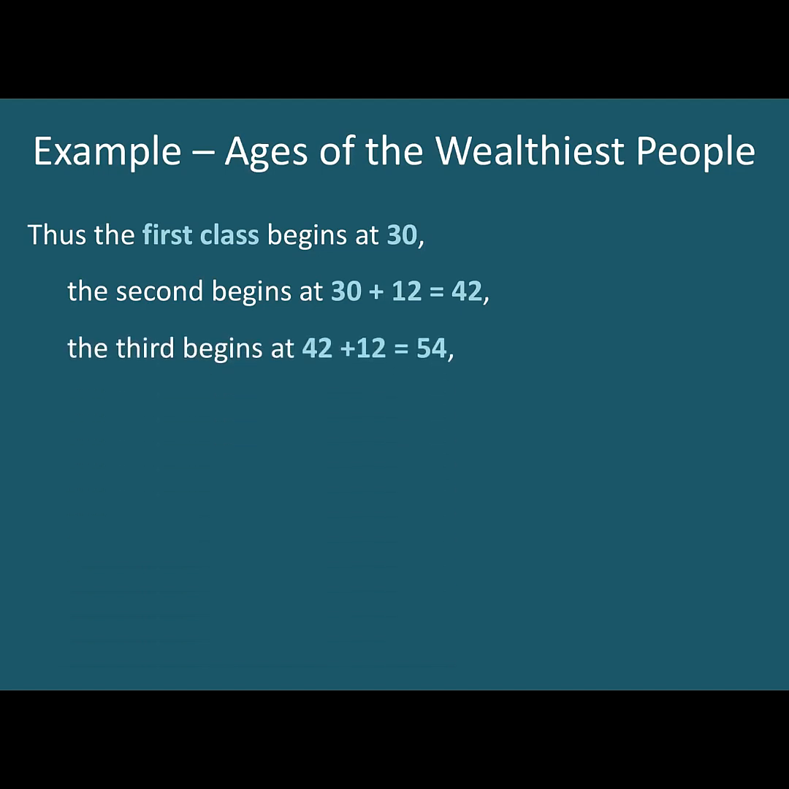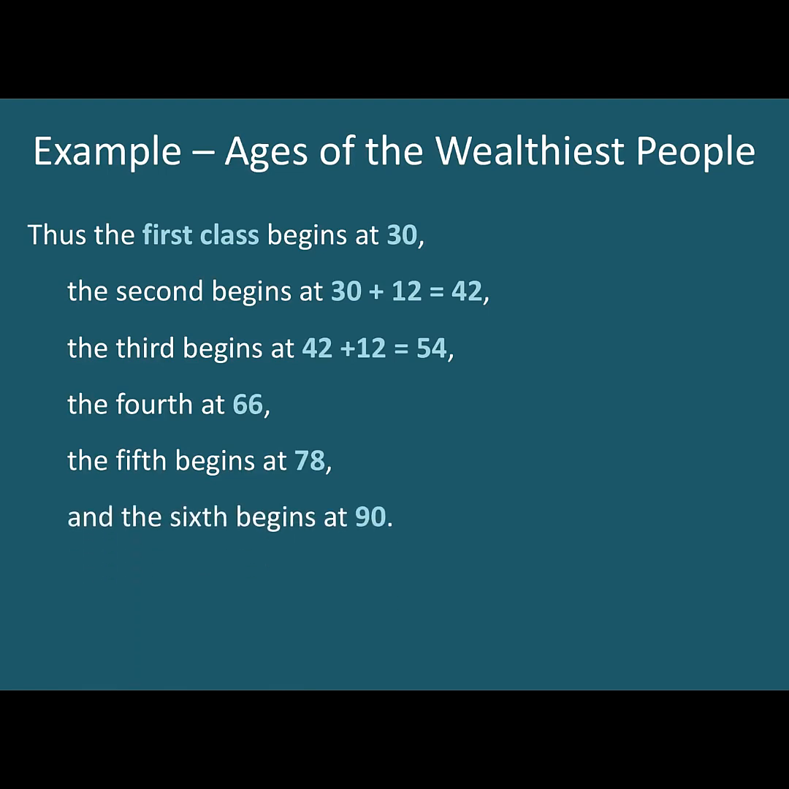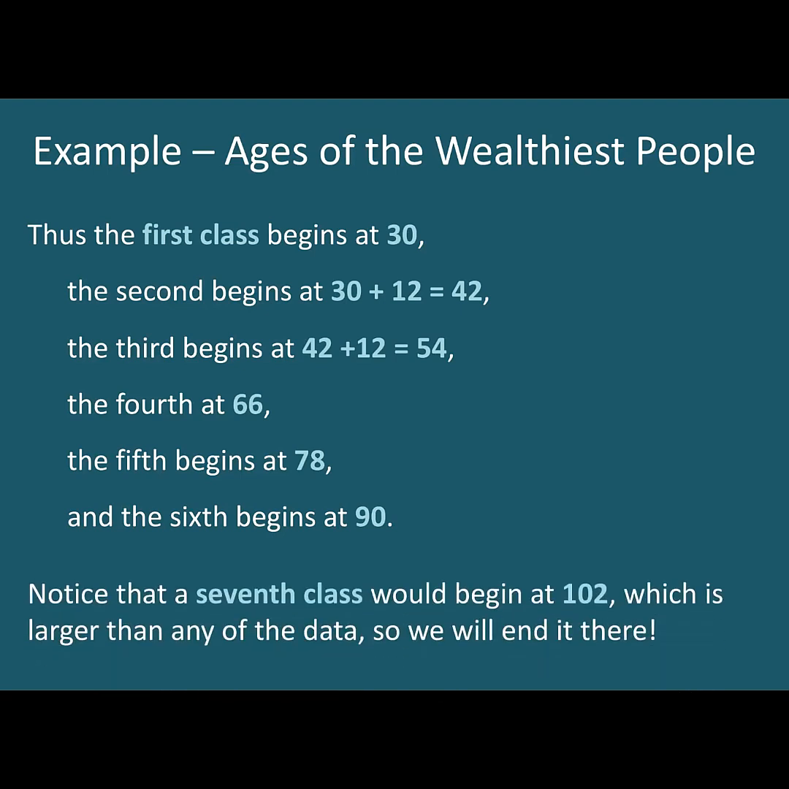Next class, 42 plus 12, 54. Fourth class, 66. Add 12 to 66, fifth class, 78. Sixth class, 90. And lastly, to add one more class, a seventh class would begin at 102, which is larger than any of the data. So we will end it there. And also notice that 102 is greater than 98, so we have all of our data covered.